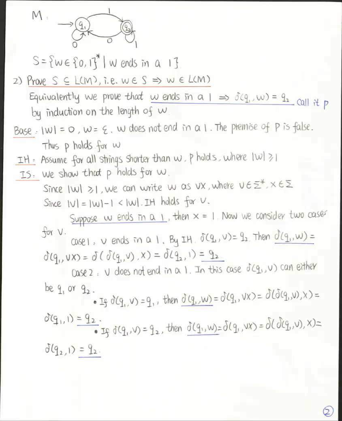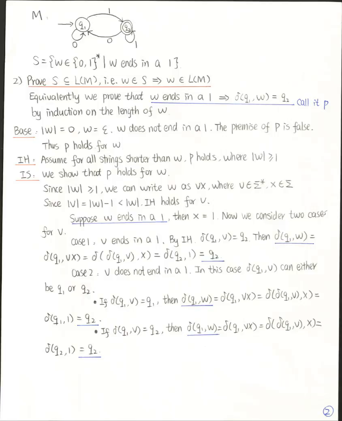Now we analyze, is this W in S? Does it end in a 1? Clearly, an empty string cannot end in a 1. So the premise of the property P is false. Thus, this P holds for W. If we have a property of the format if, then, and the premise, the if part, is false, then the whole property is true.